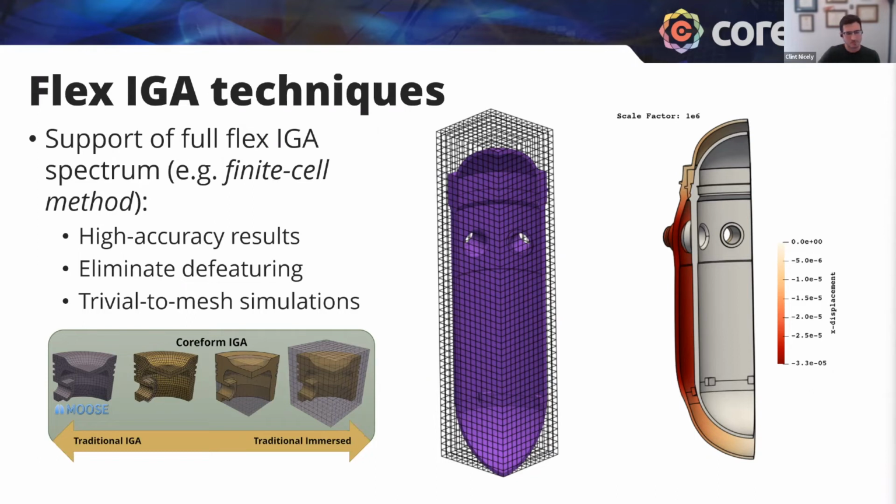So again, as we mentioned earlier, we have all these different approaches. We have the full body fit, full immersed, and we have areas in between where you can choose to have body fit in some areas and immersed in others. And it's flexible in the way that you can choose where the meshing is, where you want it to be and how you want it to be.